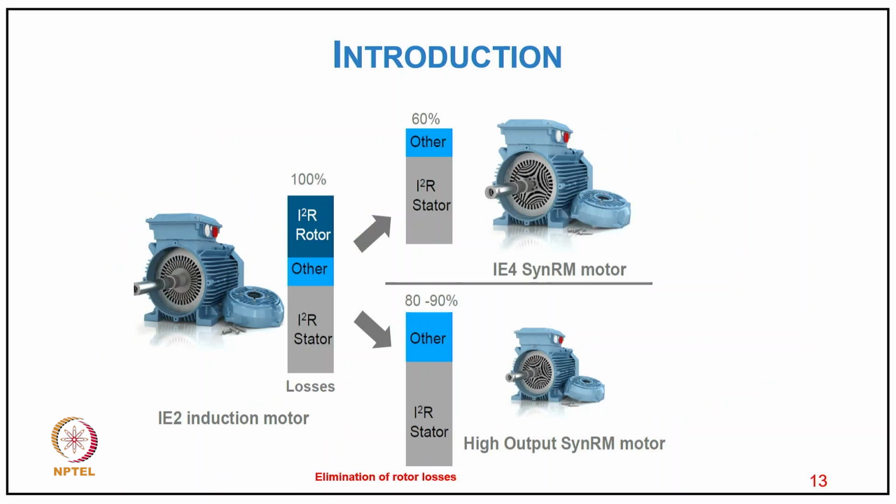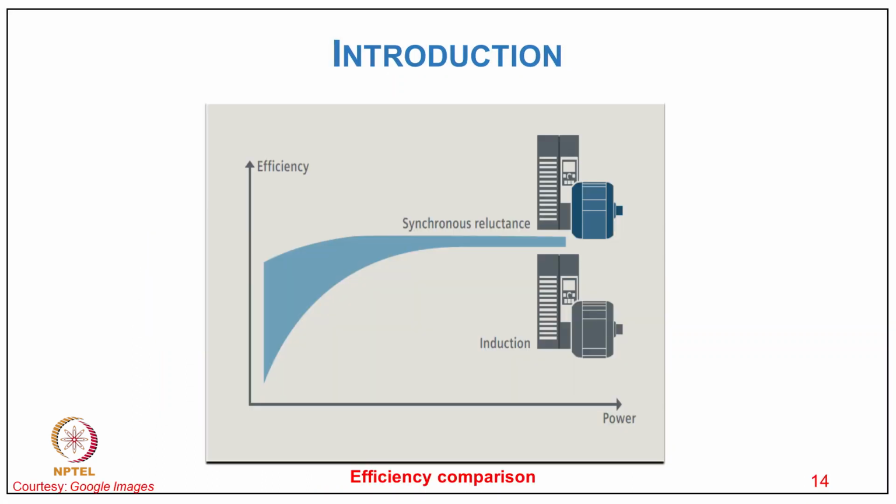And typically here you can also see that in the induction motor you have I squared rotor copper losses, then other losses, but in the case of the synchronous reluctance motor you have only 60% of the losses. Of course, in the case of higher output power synchronous motors, the losses are reduced by only 10 to 20%.